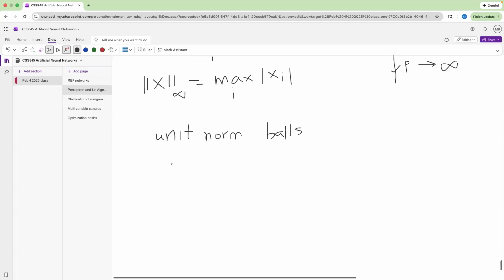So the norm ball is defined as all vectors in your space such that the particular norm is less than or equal to 1, right? So now if we do this, let's call this B2, the usual Euclidean norm ball.